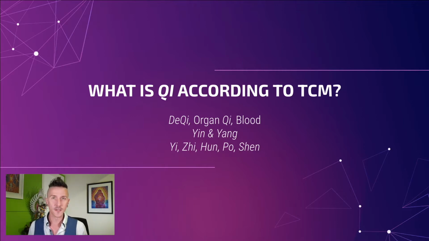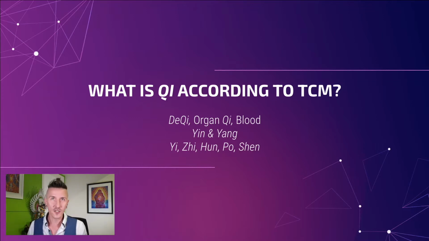It's the glue that binds us, if you will. So in traditional Chinese medicine, we have a few different versions of qi. One is de qi, which is the qi that we feel when we're inserting a needle into a point. We stimulate the point and we get a dull, heavy sensation. This is what is known as de qi.